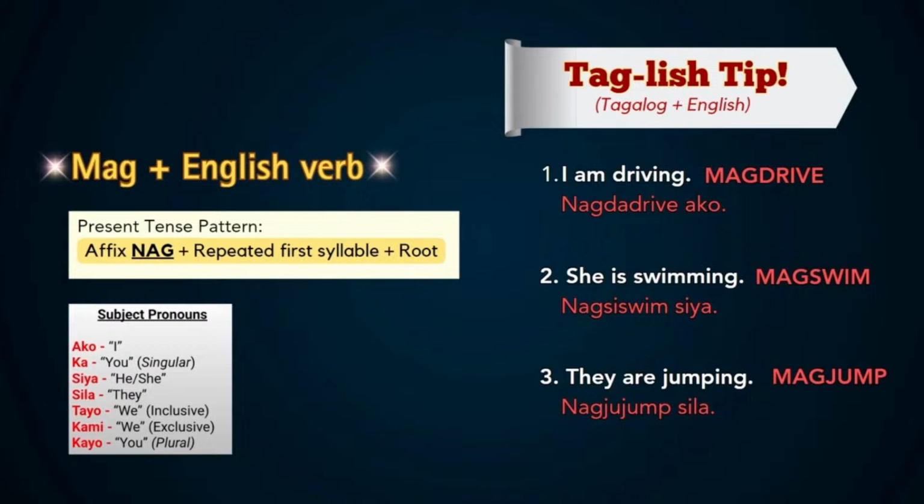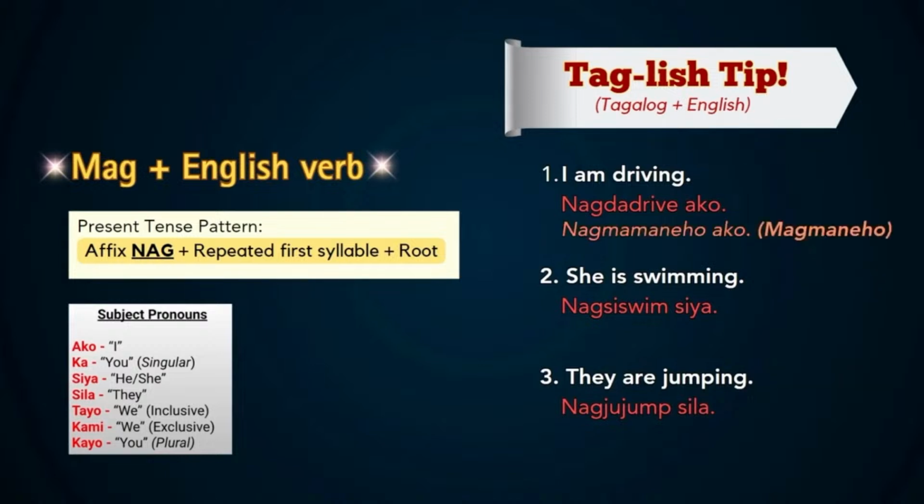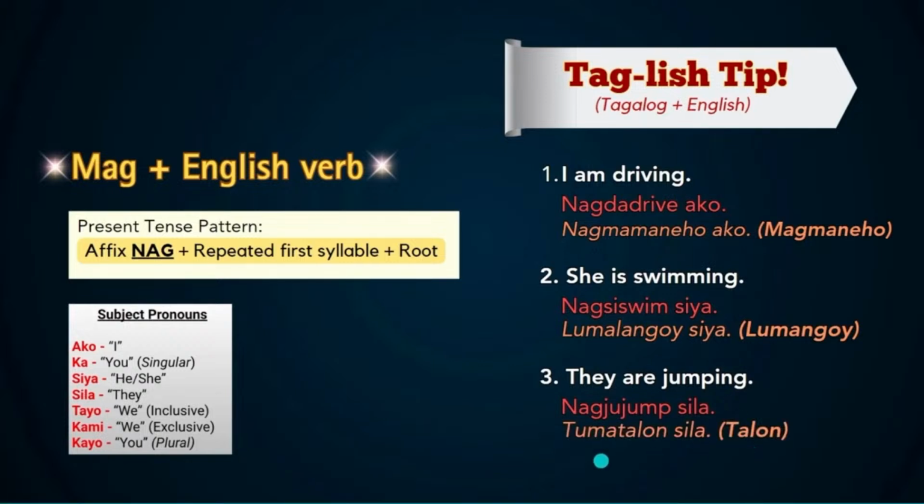So I think this tip is useful, but again, try to go back later on and try to figure out what that word is in Tagalog so that you can say the whole phrase in Tagalog. So to drive in Tagalog is magmaneho. So nagmamaneho ako. I am driving. To swim in Tagalog is lumangoy. So lumalangoy siya. She is swimming. And then to jump in Tagalog is talon. Tumatalon sila. They are jumping.